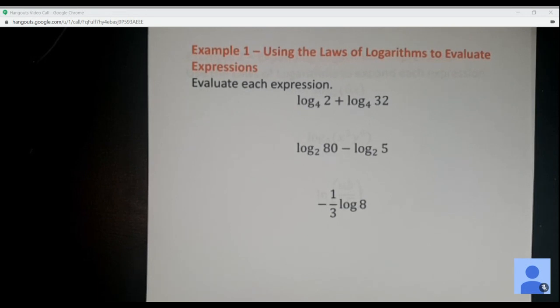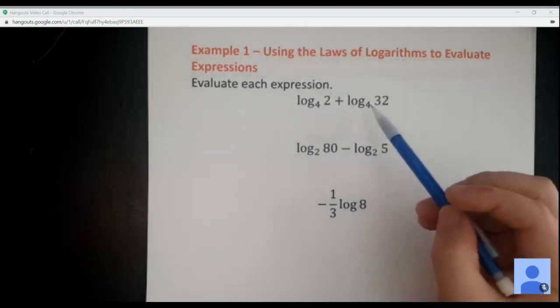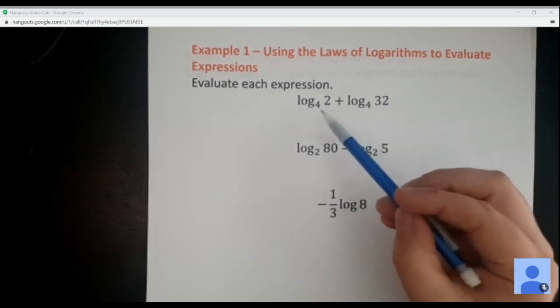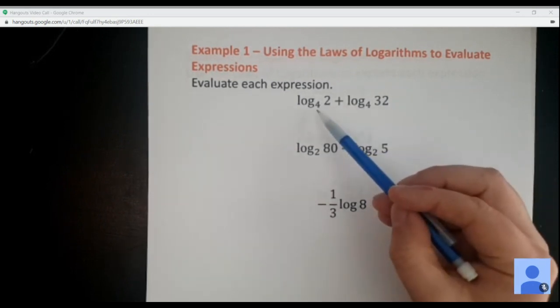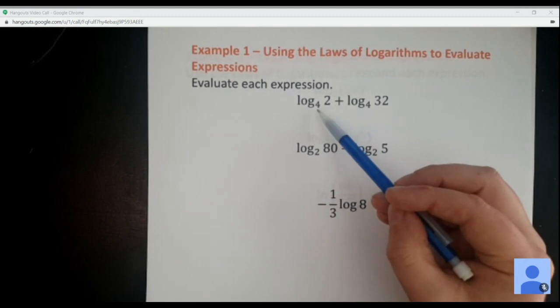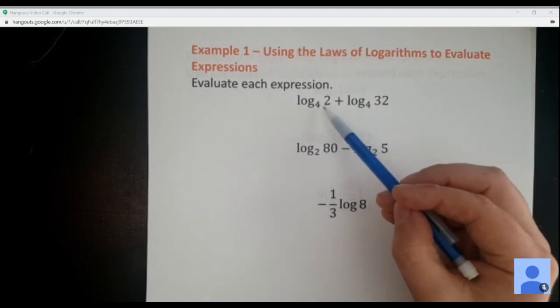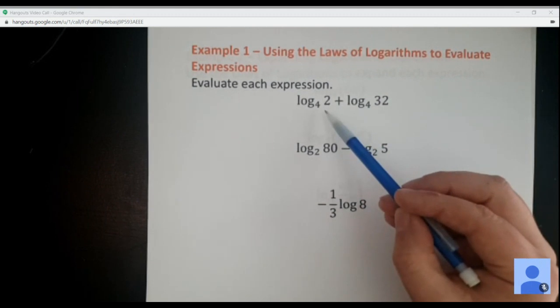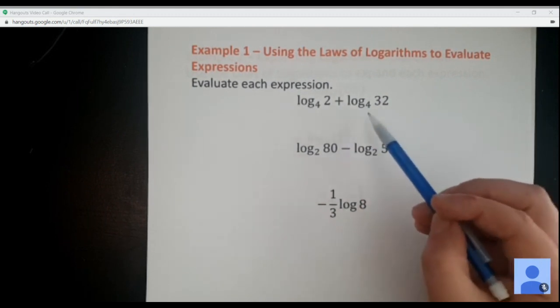All right, so if we look at the first one here, we have a base 4 log of 2 plus the base 4 log of 32. Now, in that current form, it's going to be difficult to figure out what the base 4 log of 2 is or what the base 4 log of 32 is, right? Base 4 log of 2 is not bad. We could probably do that one by hand. But base 4 log of 32 is going to be a lot trickier.